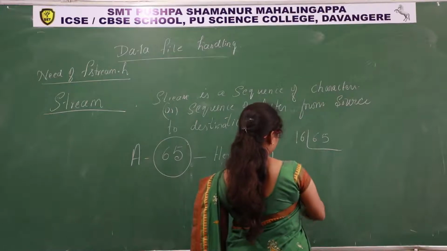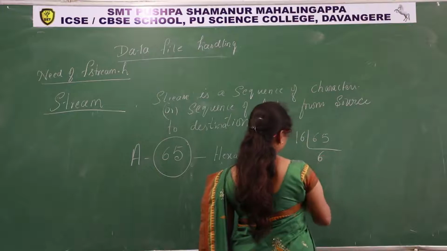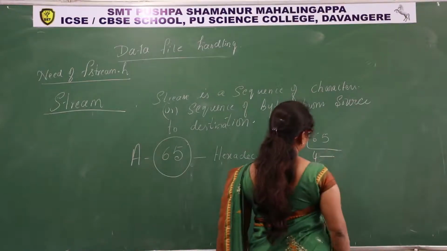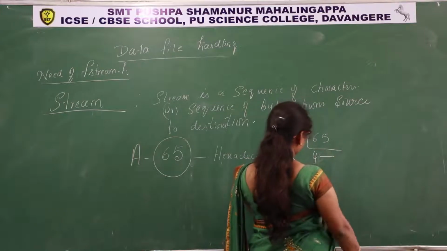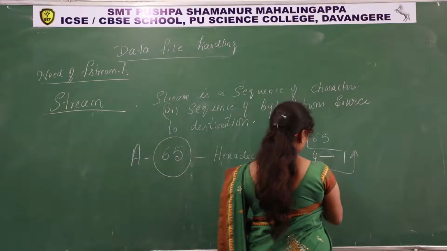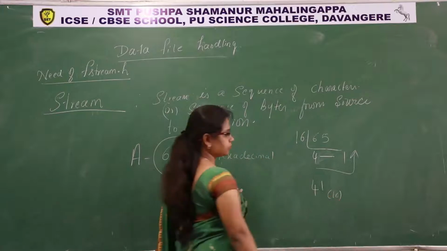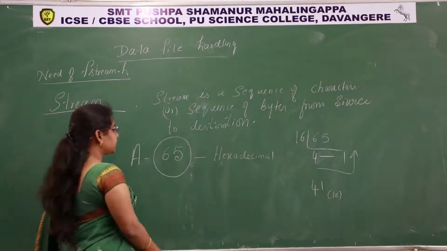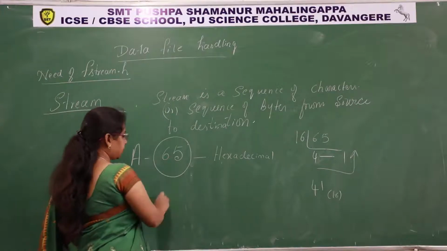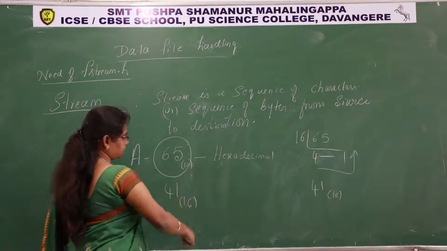16 fours are 64, no? So I can write 16 fours are 64. So remainder 1. Then 4 1 base 16. So what is the hexadecimal equivalent number of 65? 41. This is base 10 and this is base 16.